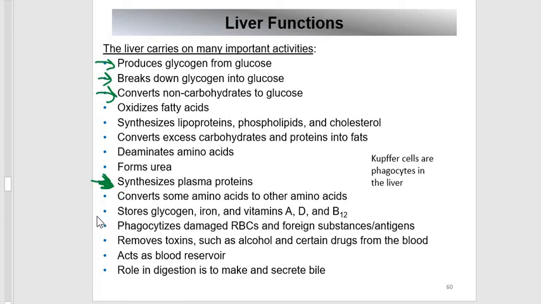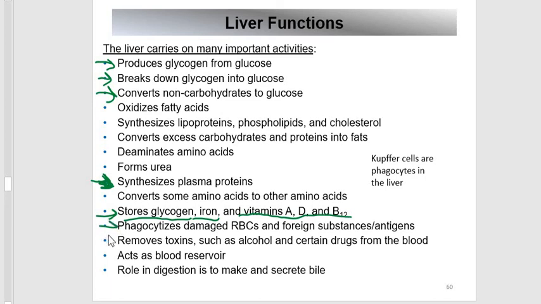Okay, you probably knew some of this because it says stores glycogen, which we've talked about. We've also talked about how iron can get stored here as ferritin. But we can also store other things. So we store vitamins A, D, and B12 here in the liver. So we talked about that.